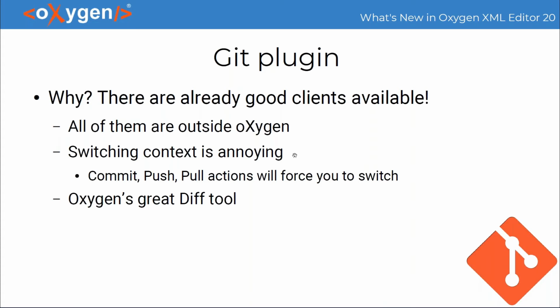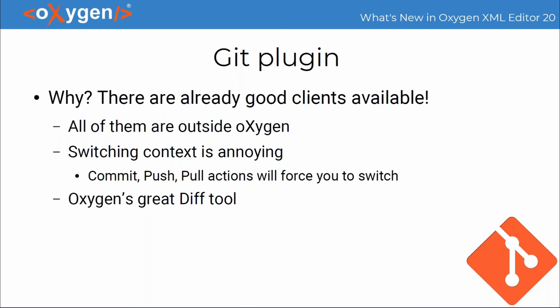And because you most commonly use actions like commit, push, and pull, these actions will actually force you to switch between Oxygen and this external Git client quite often. And last but not least, Oxygen has a great diff tool, and people were asking how to get it to be used for Git as well.